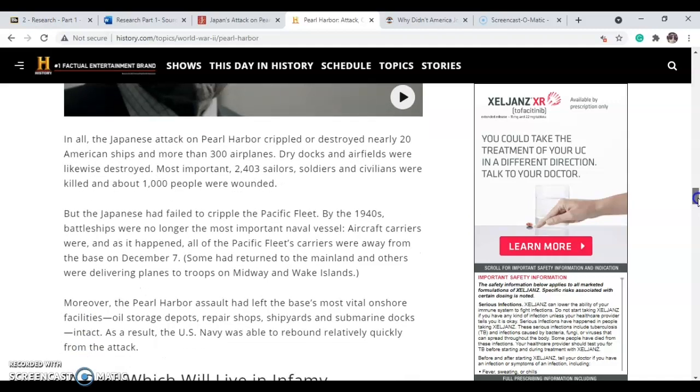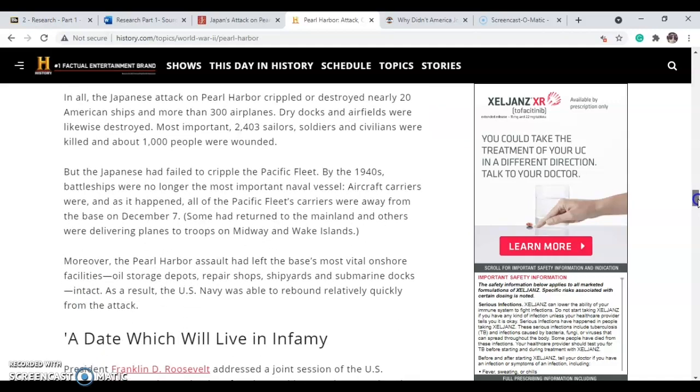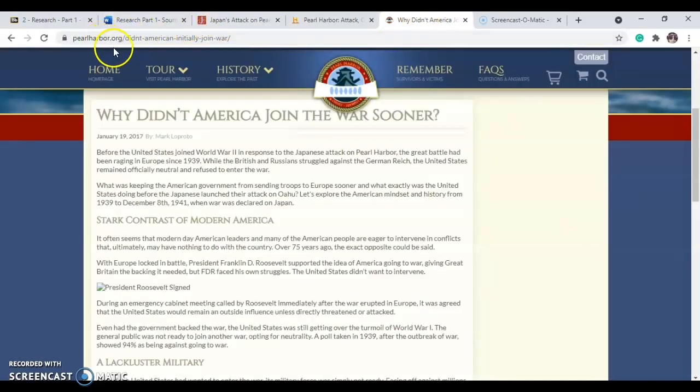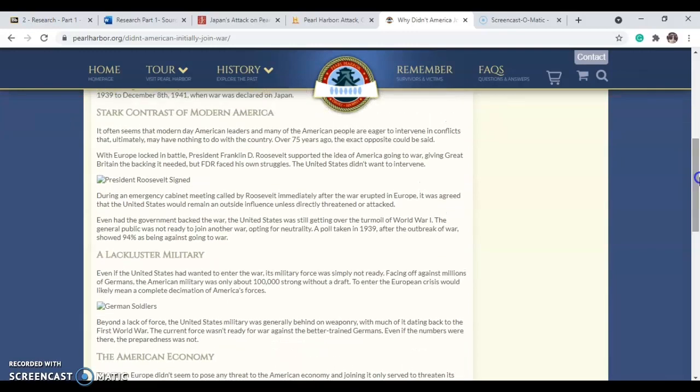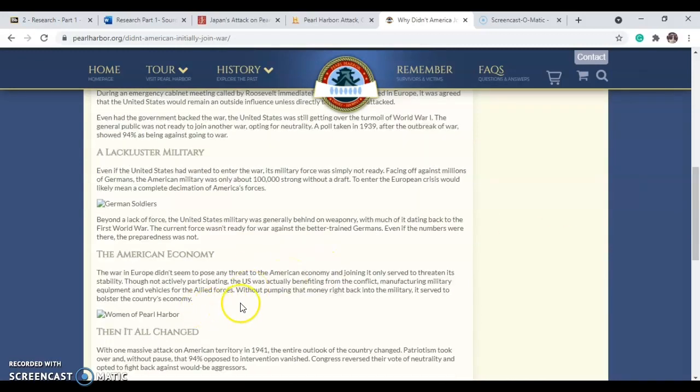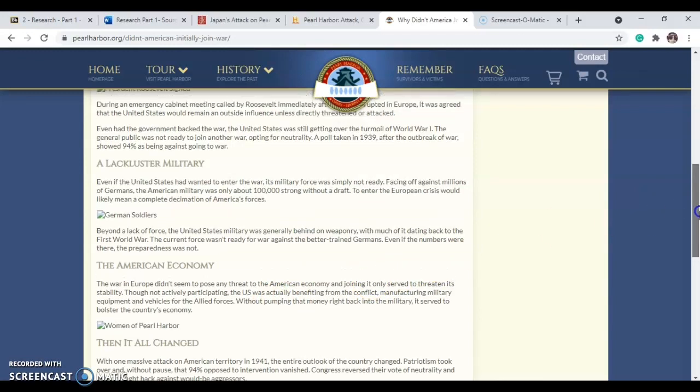In the aftermath, we can see that the attack on Pearl Harbor damaged or destroyed almost 20 American ships and more than 300 planes. Docks and airfields were destroyed, and 2,403 people were killed in the attack, while over 1,000 were wounded. Even with this tragedy, the Japanese failed in crippling the Pacific Fleet, and by the 1940s, battleships were no longer as important as aircraft carriers. And guess what? The Pacific Fleet carriers were not in Pearl Harbor during the attack. So the Japanese attack was successful, but at the same time, it wasn't.